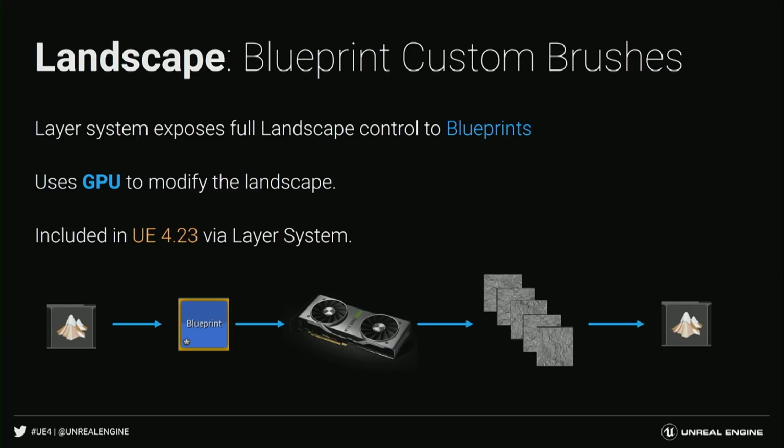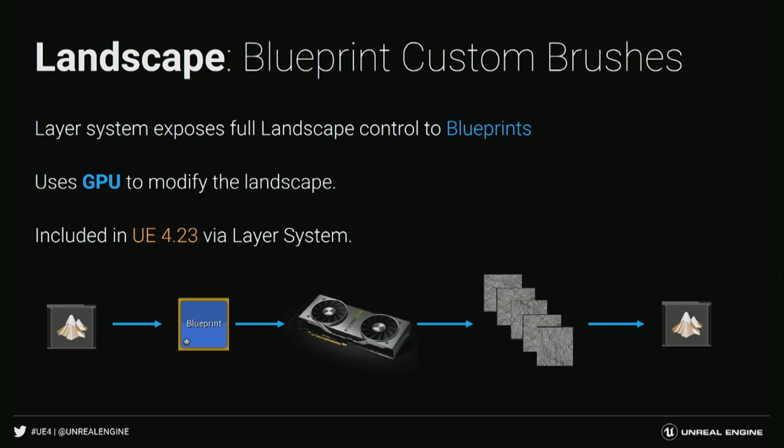So the next thing we'll be talking about is landscape blueprint custom brushes. This is a system that was exposed through the layer system again. And what it does is it gives control of the landscape to blueprints, or rather control to modify, and of course break the landscape if the custom brush is broken, so you have to make sure you hook them up correctly. The idea behind these is that it gives you power to use the GPU to modify the landscape. So this is in 4.23 with the layer landscape system. Although there's not any example content or introduction to how to actually use this, 4.24 will have a plugin and an example project which will help make it easier to figure out and see how it works.